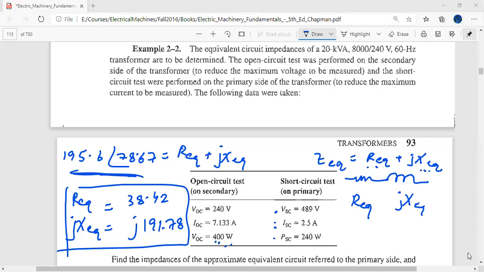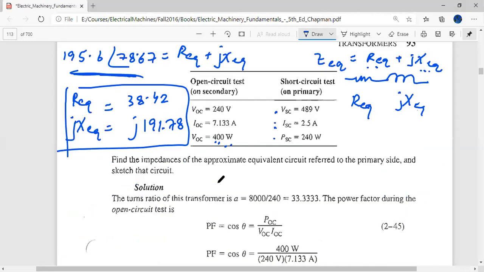So now it says, please find the impedances of the approximate equivalent circuit referred to the primary side. So this is a keyword. Now we want to make the approximate equivalent circuit, meaning the real circuit of the transformer with the model for the losses in the core as well as the copper losses, and we want to show it referred to the primary side. So this is a very key statement: we want to show it on the primary side and not on the secondary side.